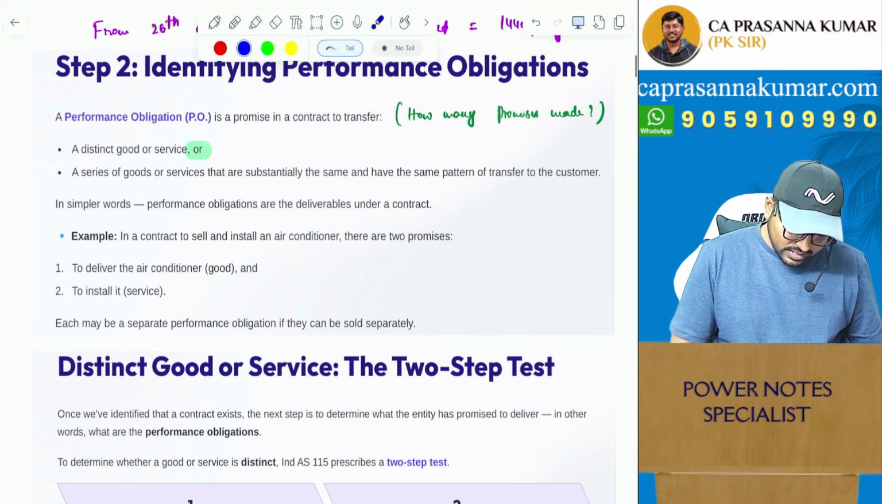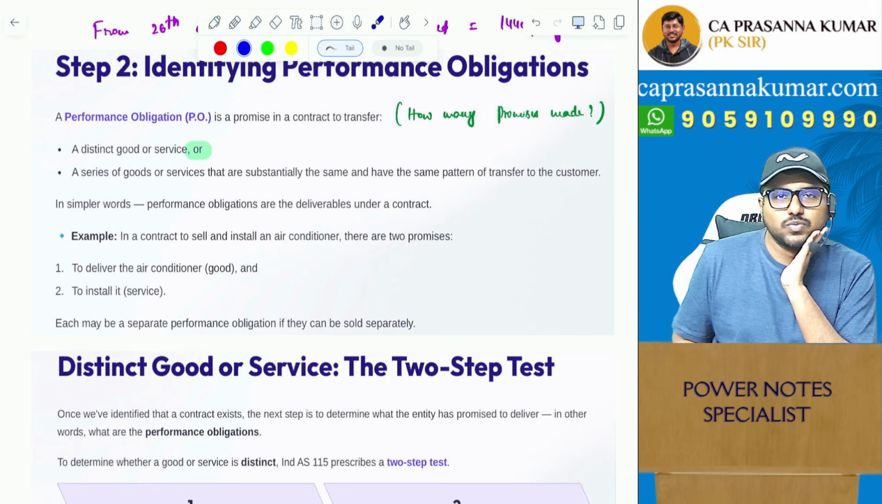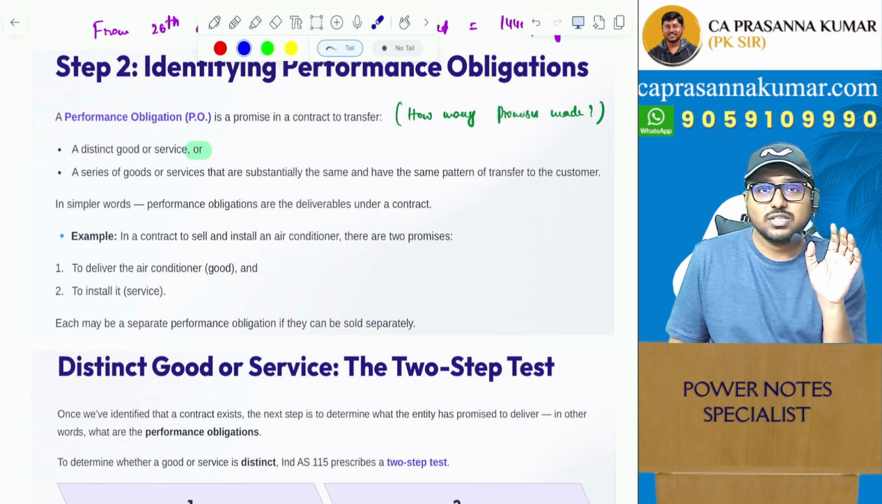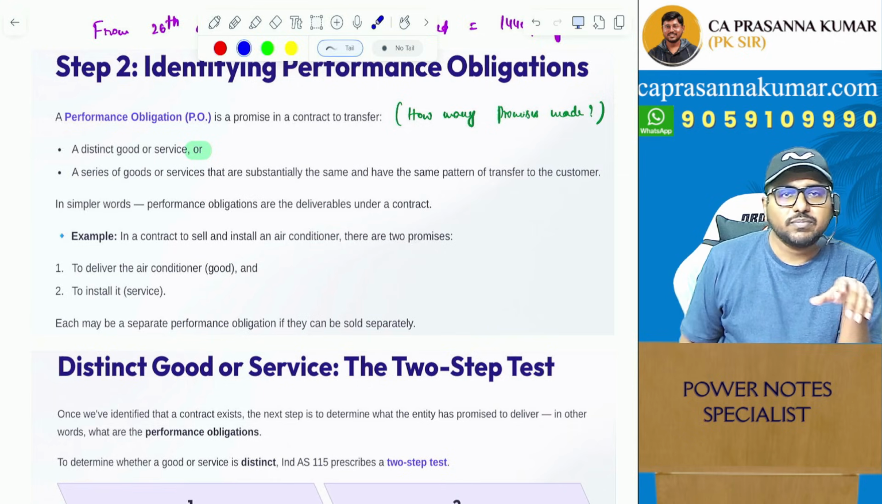Another important thing is that each may be a separate performance obligation if they can be sold separately as well. Will you be able to sell an air conditioner without the installation service? Yes, you can buy it from Amazon and you can get the installation done from Urban Company, isn't it?